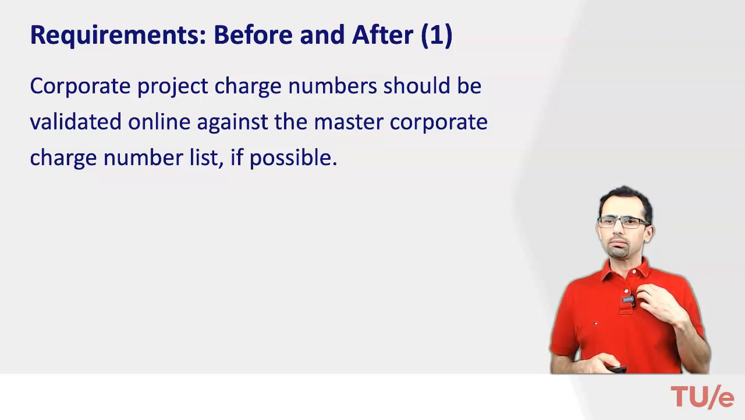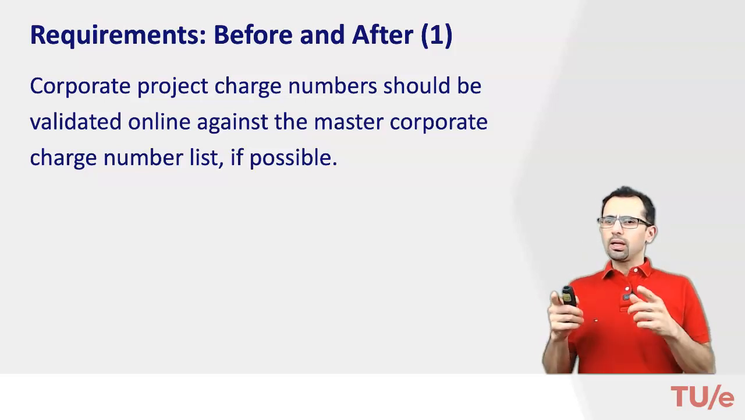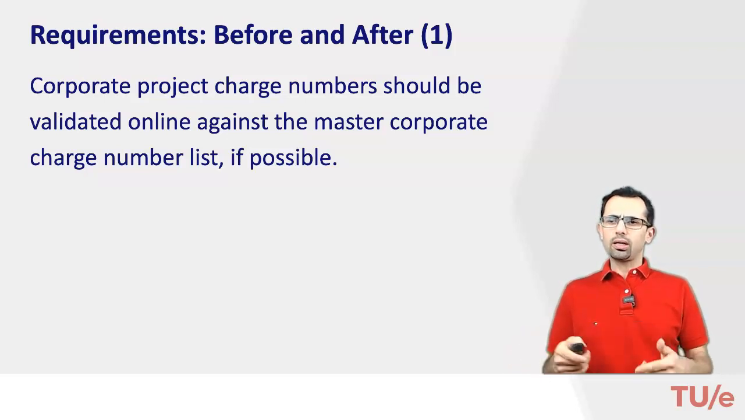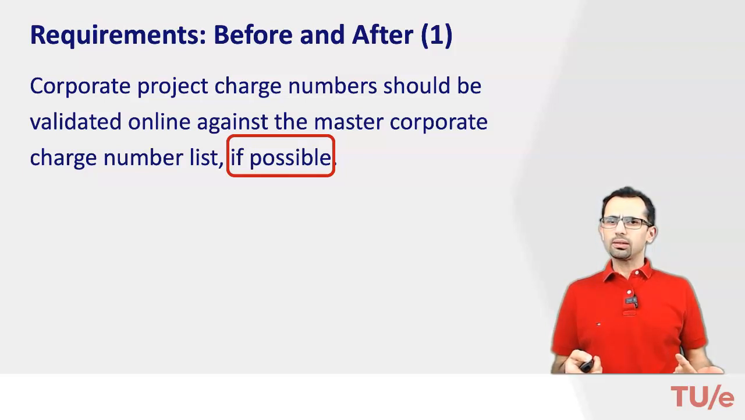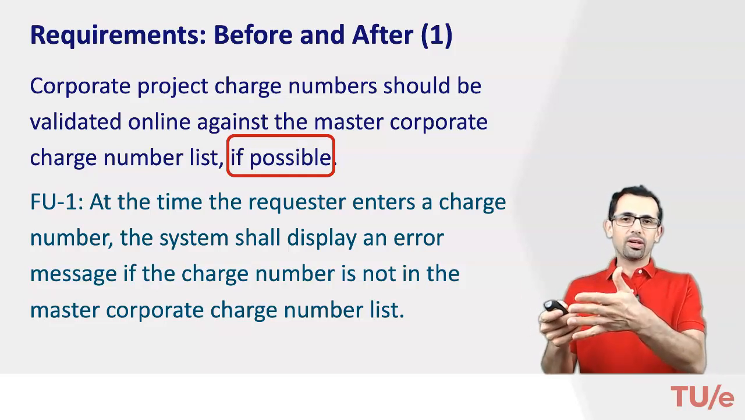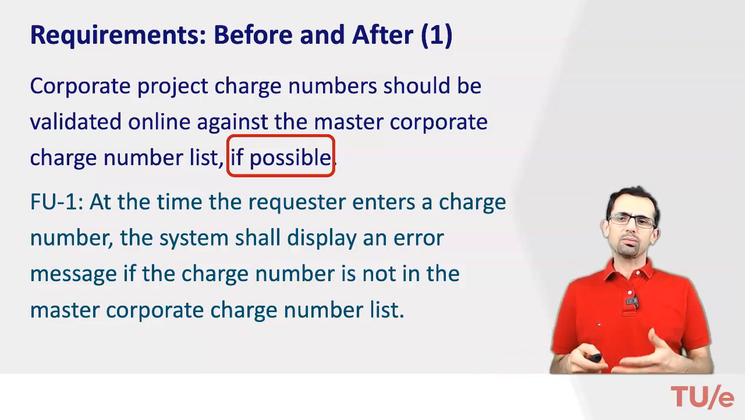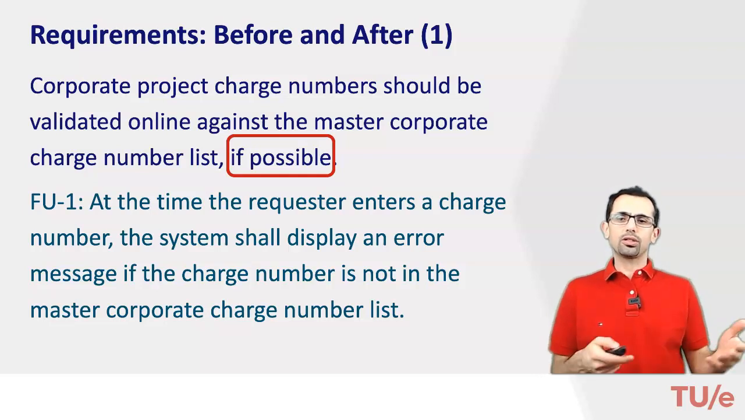Before and after, like. Okay, this is the final example. In fact, you'll see more examples in the handouts. The corporate project charge numbers should be validated online against the master corporate charge number list if possible. I think you'll be able to spot the issue quite quickly. The "if possible" is bad. And what do you think the second thing is? Using passive voice. You can specify it better like this: at the time the requester enters a charge number, the system shall display, not something else, and not the actor, the system shall display an error message if the charge number is not in the master corporate charge number list.